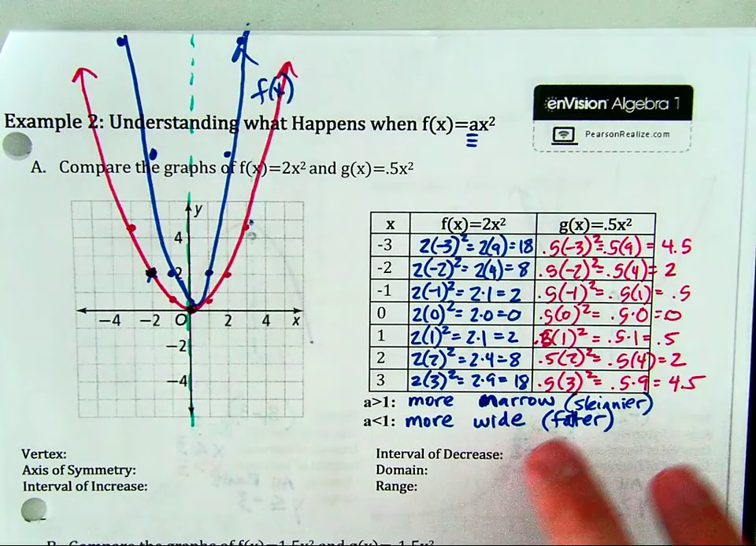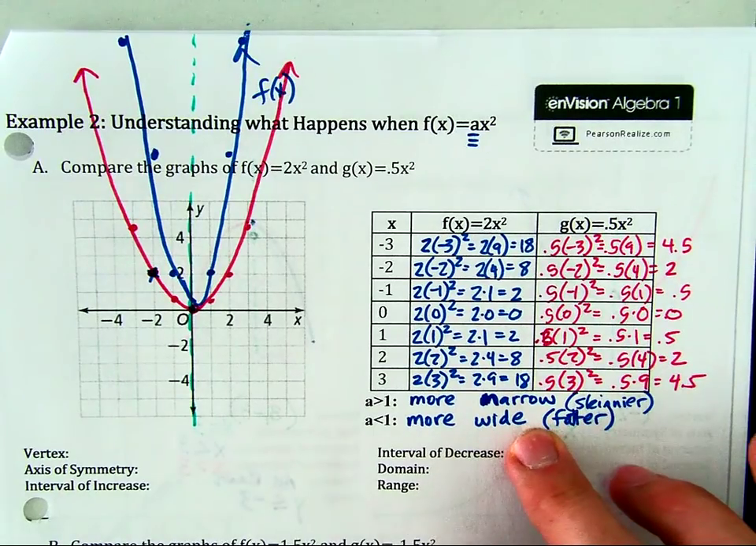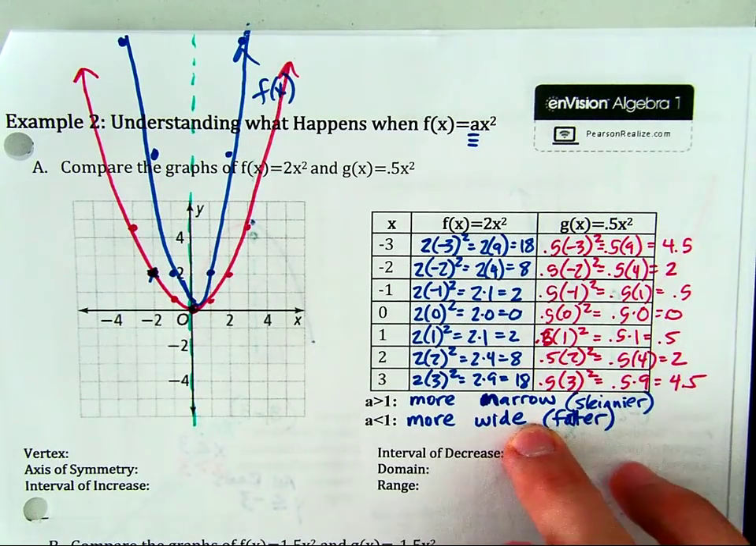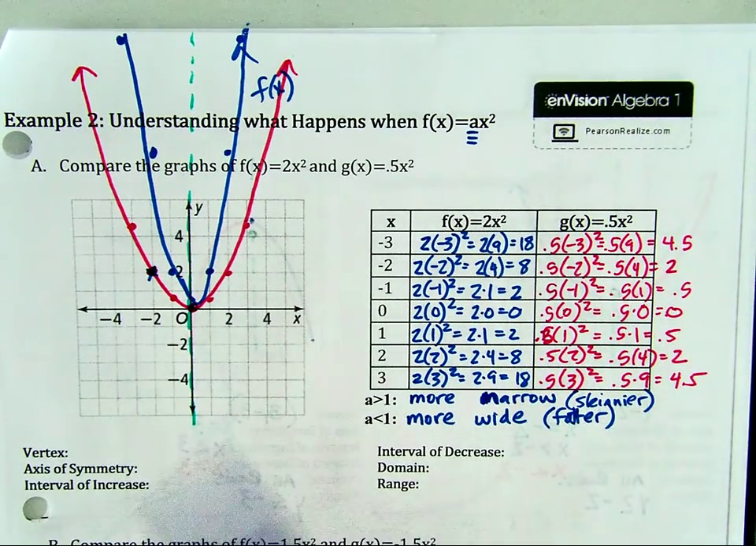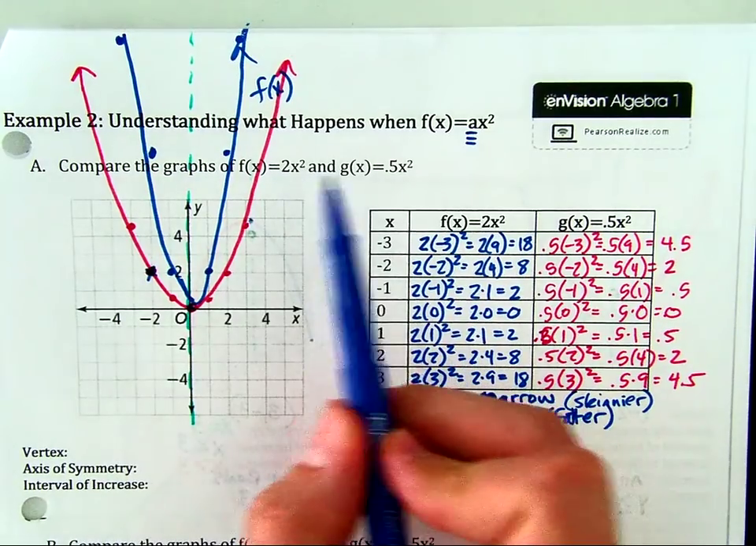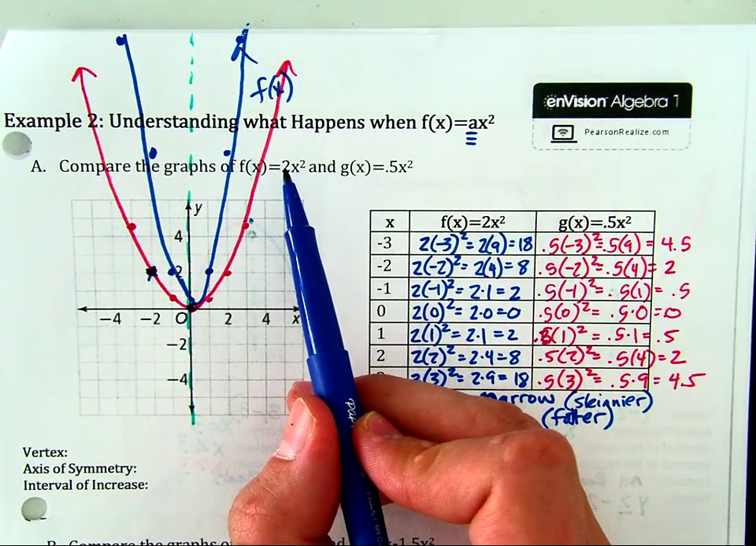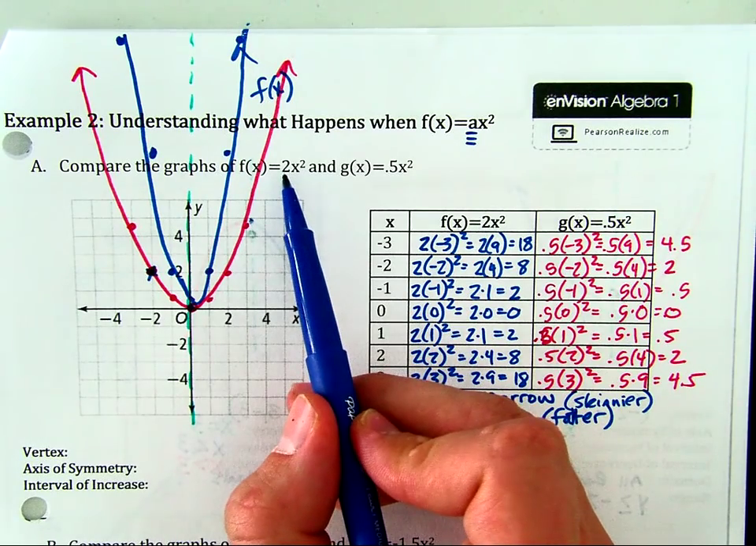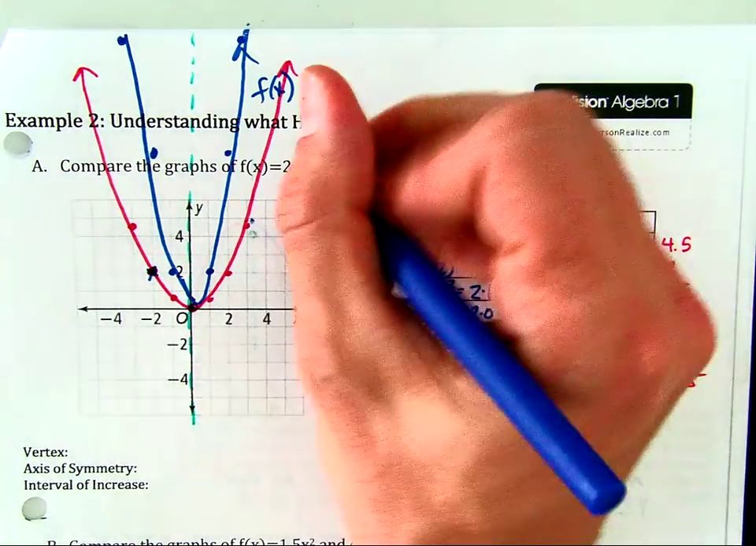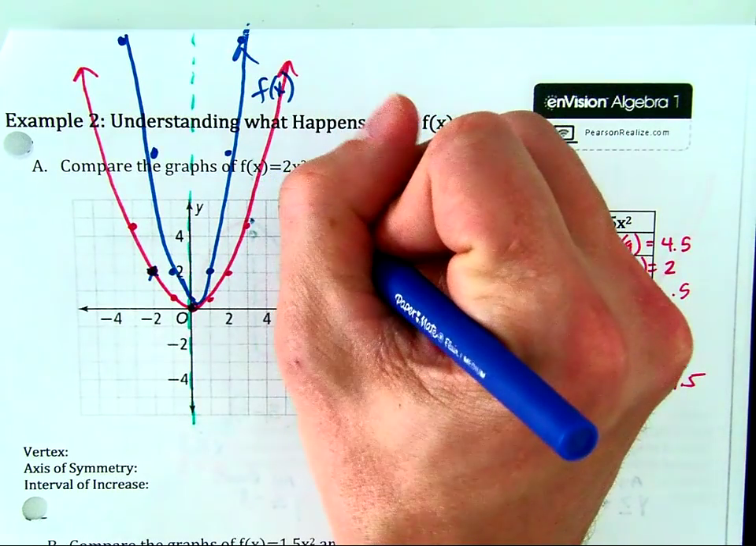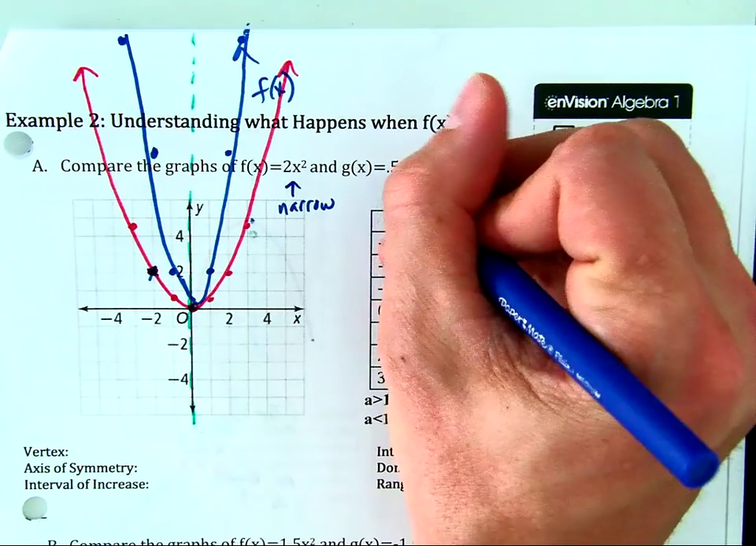On your online assignment, there are about 6 questions, and all of them are basically you trying to determine whether the graph is going to be more narrow or more wide. So if the number you're multiplying by is greater than 1, it's going to be more narrow. If it's less than 1, it's going to be more wide.